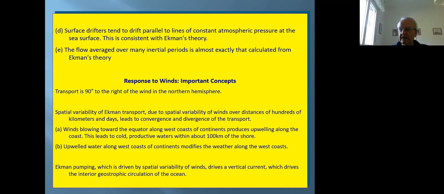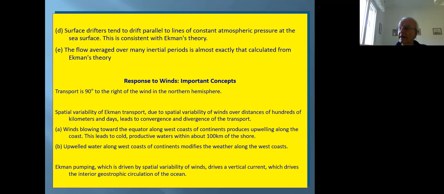If you have, on the other hand, divergence in the Ekman layer, or such spatial variability of winds over distances of hundreds of kilometers, if you have a divergence, then this recalls the water from deeper layers into the surface layer, and you get the upwelling.